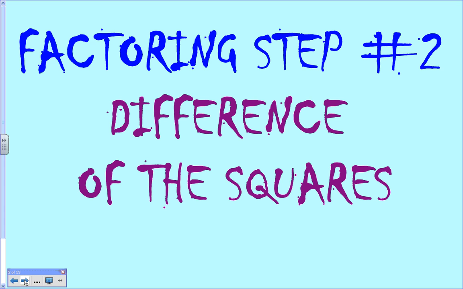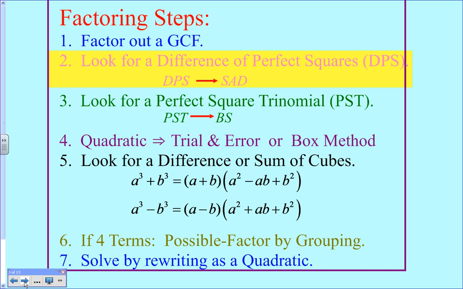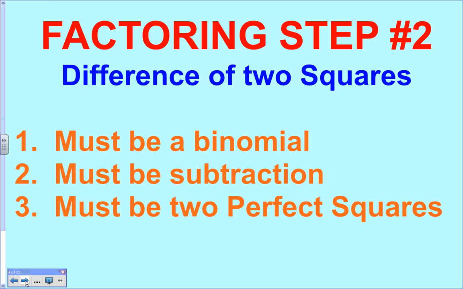This math short is factoring step number 2, factoring a difference of squares. Here are the factoring steps that we look at in our courses. You can see these all at different math shorts. This is step number 2, looking for a difference of perfect squares, DPS. Remember, a difference of perfect squares will always give you a sum and a difference in the binomial factors. Factoring step number 2, a difference of 2 squares.